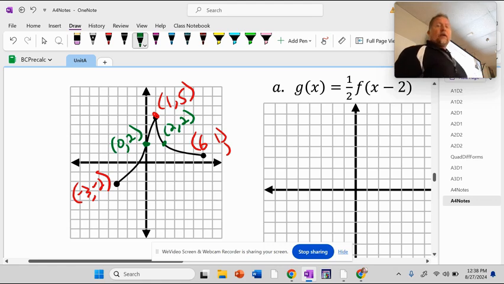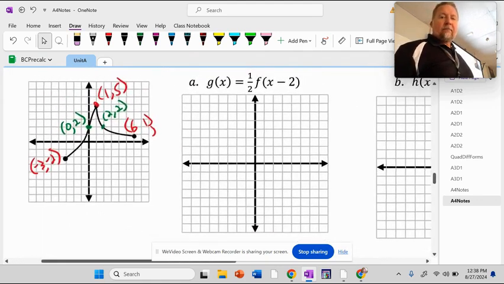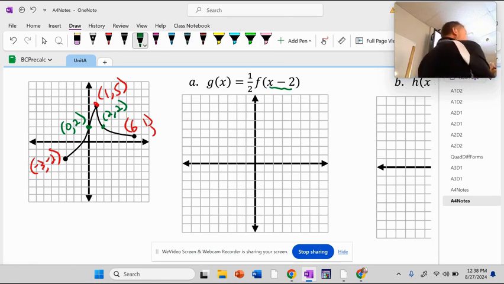Okay, so what's happening to these coordinates then? What does minus 2 do? Which way does that move? Who does that affect, the x's or the y's? The x's. And then what does the 1/2 out in the front do? Is that vertical or horizontal? Vertical, stretch or shrink? Who does that affect? The y's. We're good to go. This is all I have to do.